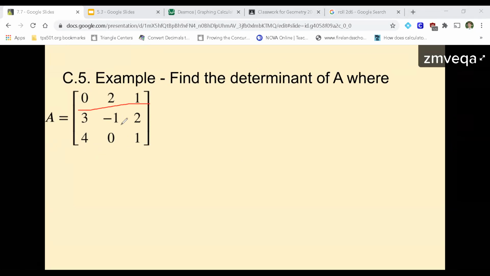All right, so I'm going to find the cofactors of that row. For the first one, if I eliminate its row and column from the matrix, I'm left with this 2x2. So I'm going to find the determinant of -1, 2, 0, 1, which is -1 times 1 minus 2 times 0, which is -1.